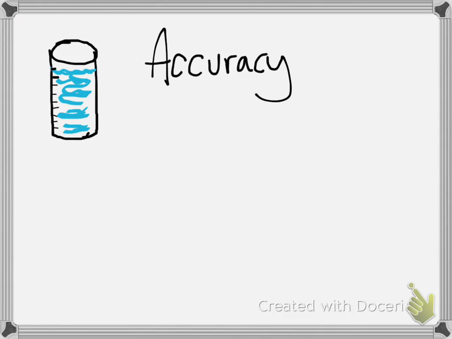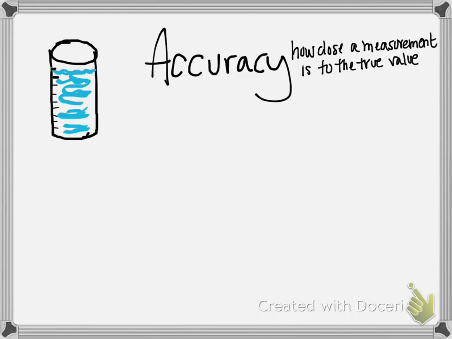The first is its accuracy. Its accuracy is how correct your measurement is. If I know with great certainty that I gave you 1 liter of liquid, and you measure it and tell me that there are only 0.75 liters of liquid there, your measurement is not very accurate. It's not very close to the true value. So that's accuracy, how close the measurement is to the true value that's known.